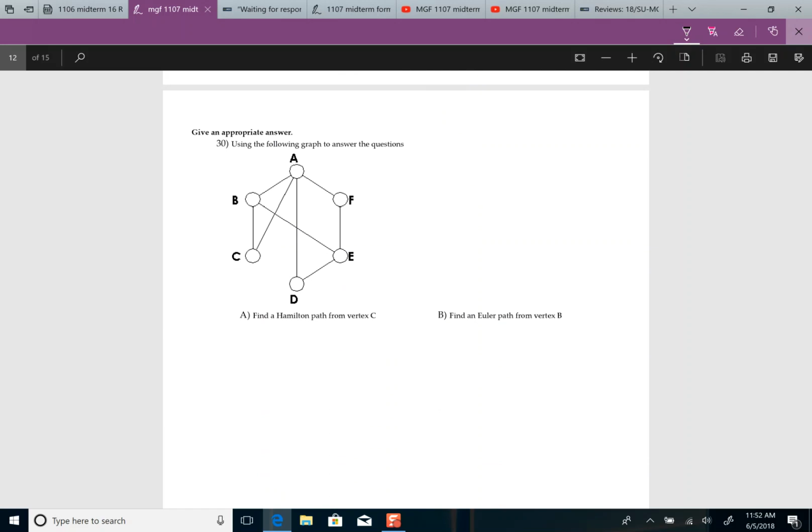Problem 30 says, use the following graph to answer the questions. So in 30 it says, find a Hamilton path from vertex C. A path says I need to go through all the vertices. I do not need to return to the beginning one. I just need to go through everything.